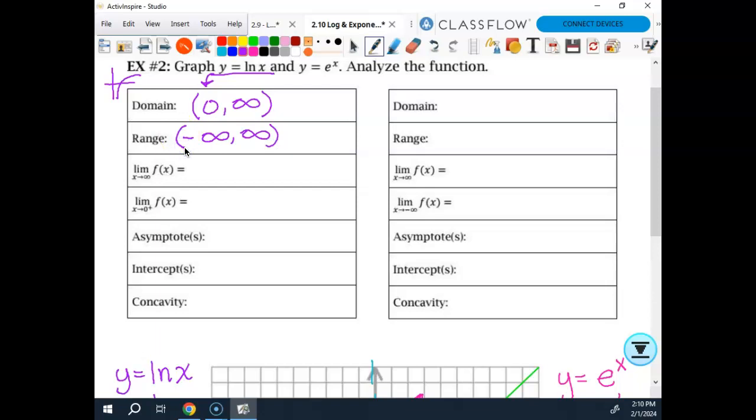Then the limit as x approaches infinity is what? Infinity. And the limit as x approaches 0 from the right is negative infinity. Good. Do we have a vertical or horizontal asymptote? Vertical. So that means that it is x equals 0. What's the intercept? What's this point? 1, 0. And is it concave up or down? Down.